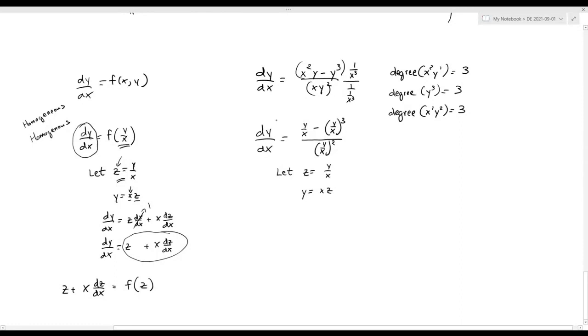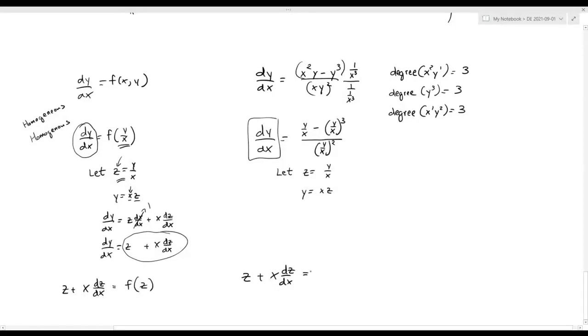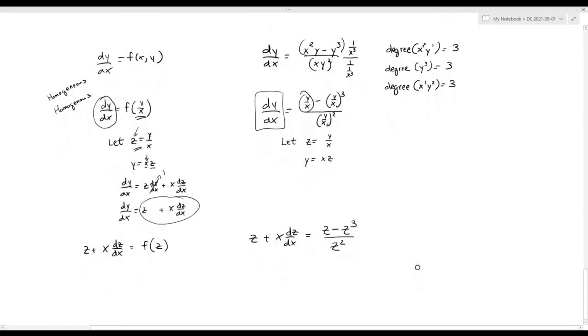Okay, so let's do that. So dy dx becomes z plus x times the derivative of z. And on the right, we're going to get z minus z cubed divided by z squared. So notice that we have got rid of all instances of y and its derivatives. Now, if you do this correctly for a homogeneous differential equation, you will get a separable differential equation.